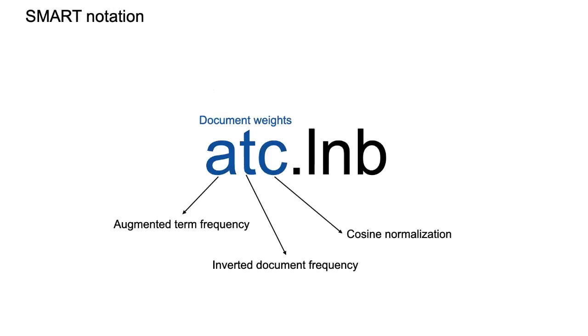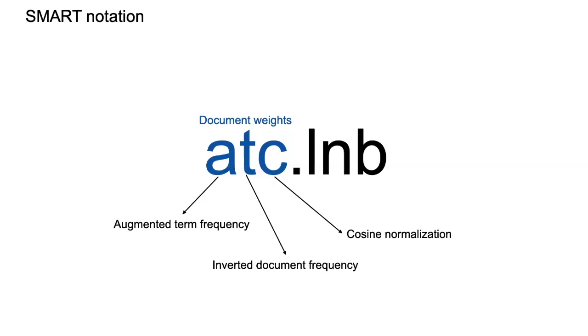Okay, and with all these ingredients, you can cook your own thing, and you end up with a notation that's called the SMART notation, because it was part of a system that was called SMART back then. And what you have is 3 letters for the document weights. The first one is the term frequency, second one document frequency, third one normalization. And you can pick anything from the menu that I showed you.